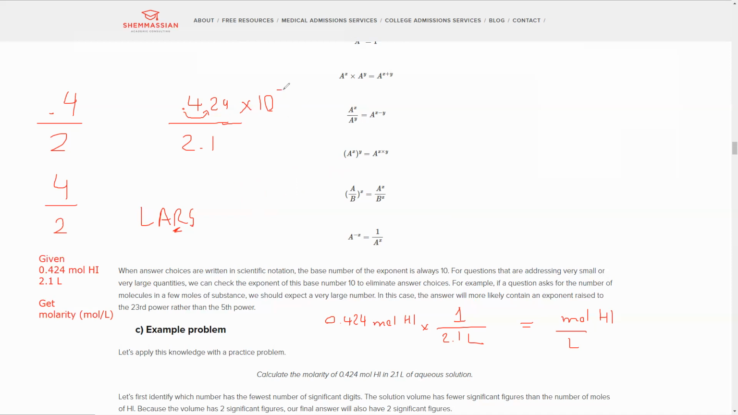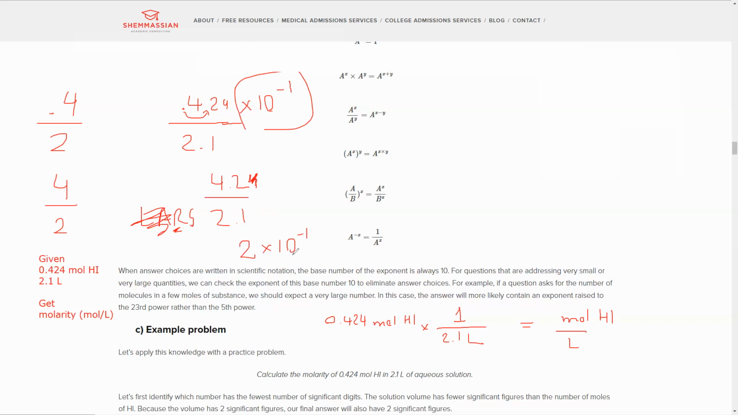So what I did was 10 to the negative 1, right? And now I have a very nice 4.24 divided by 2.1. What is that, right? I can just ignore this. I can just round it down to 4.2, and 4.2 divided by 2.1 is simply 2, right? There's just 4 divided by 2 essentially. So 2, but it's not just 2 because I have this thing. So it's 2 times 10 to the negative 1, right?